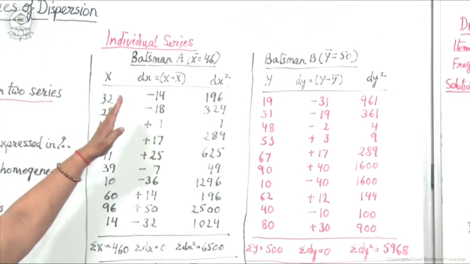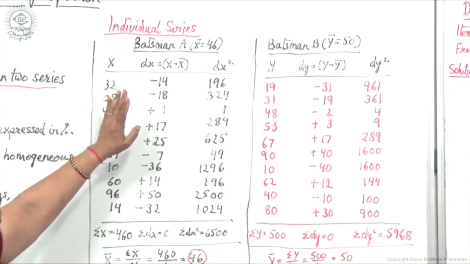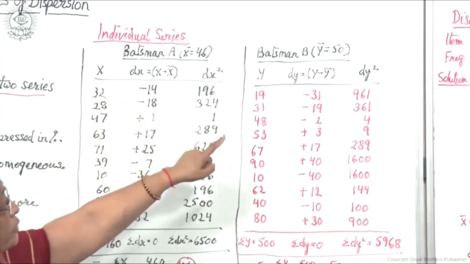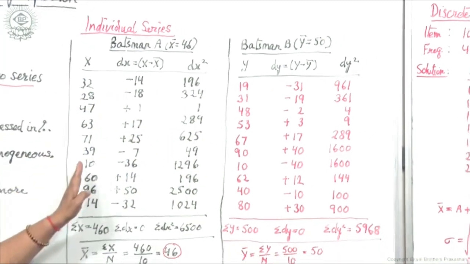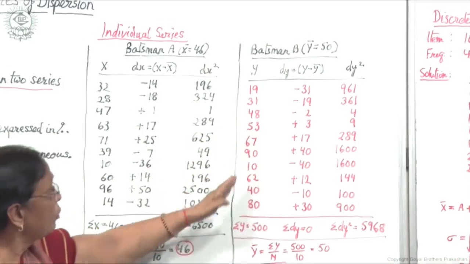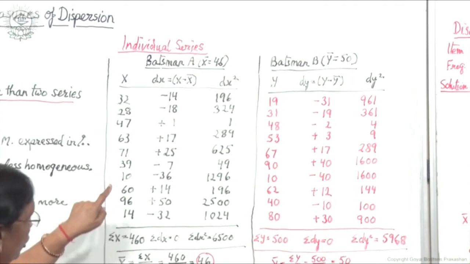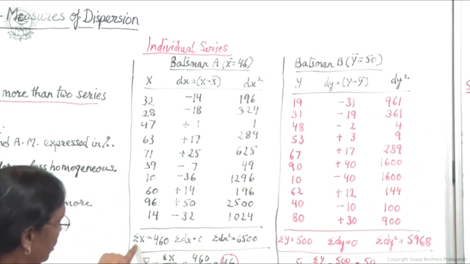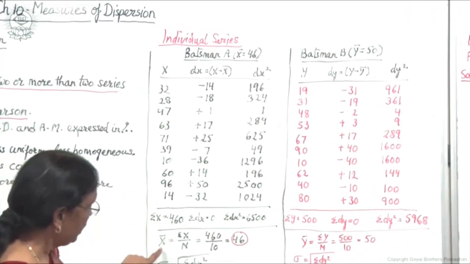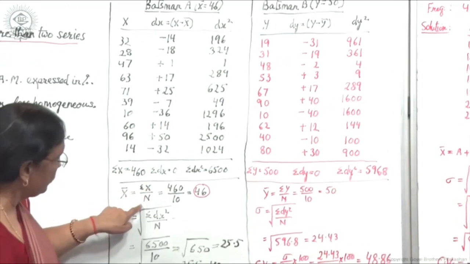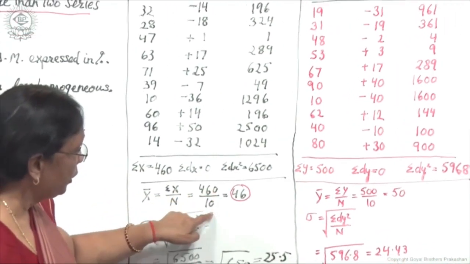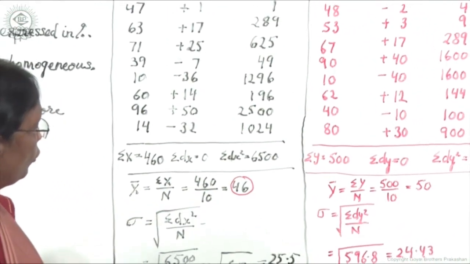Now let us do the calculation. This is the case of individual series, batsman A and batsman B. The data or the scores given are copied down here. This is the x column, copy down the data. Now take out the mean. Total of x column is 460, x bar is equal to sigma x upon n, that is 460 upon 10, that is equal to 46.